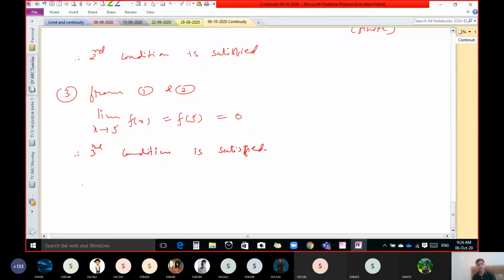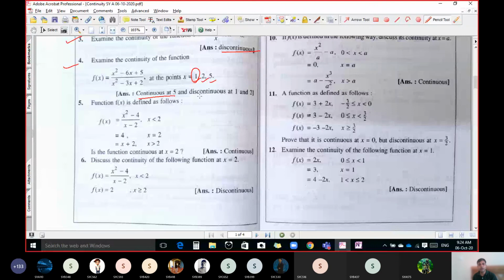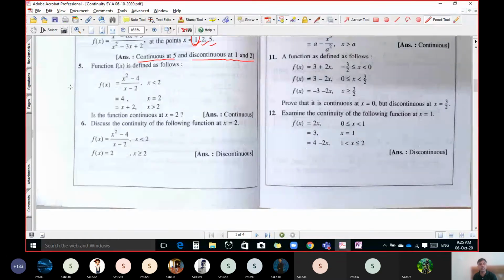Therefore, the function f of x is continuous at x equal to 5. So it is discontinuous for 1 and 2 but continuous for 5. That is your final answer. But all these three questions are for simple functions. Now let us do one question for continuity.